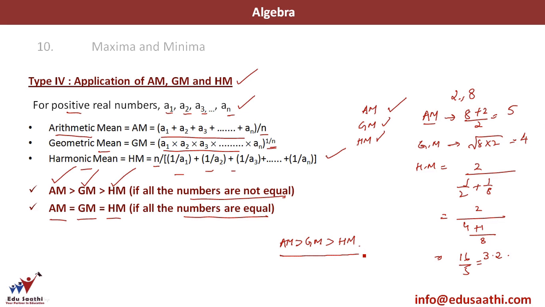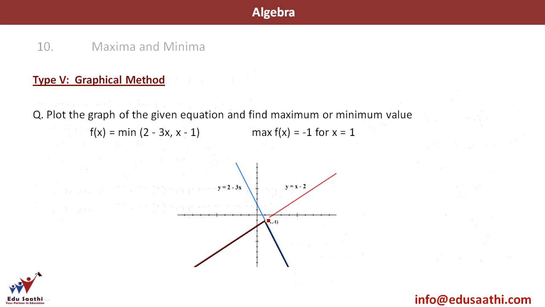This is a method that you can use to solve some of the questions related to maximum or minimum value. Now AM's minimum value will be equal to GM, GM's minimum value will be equal to HM, HM's maximum value will be equal to GM, GM's maximum value will be equal to AM. That is the concept which is used. Another way of finding out the maxima and minima points is using the graphical method.